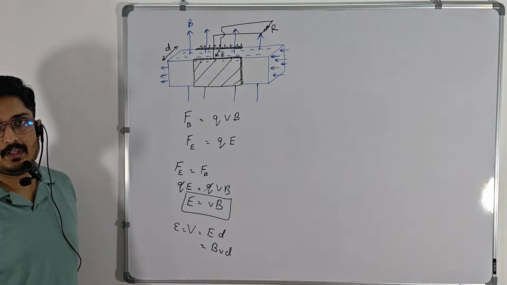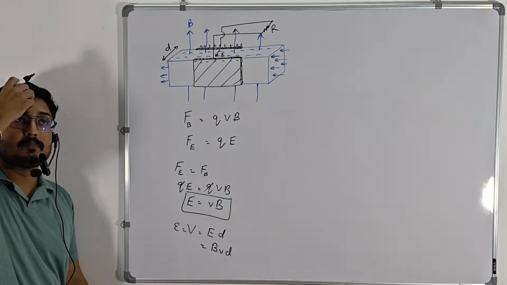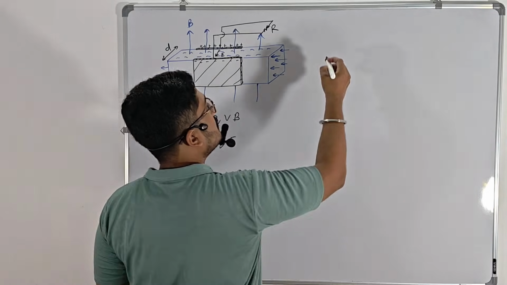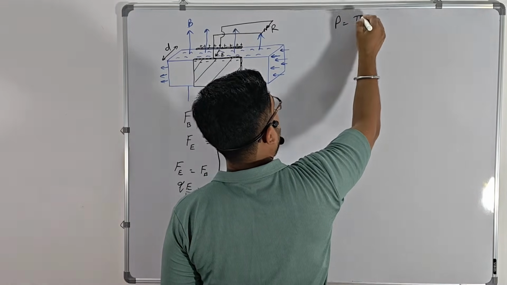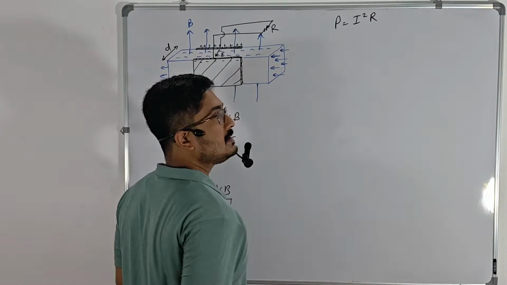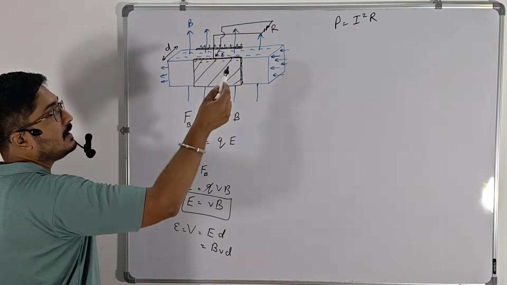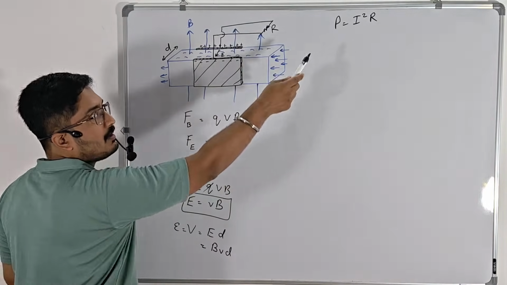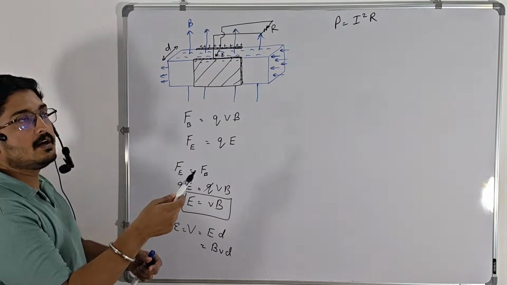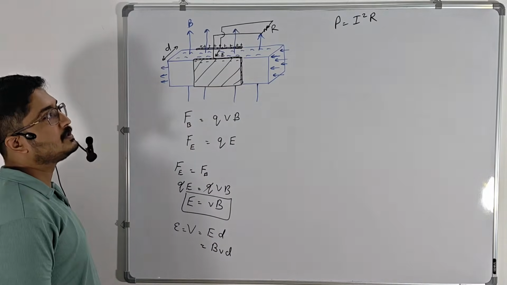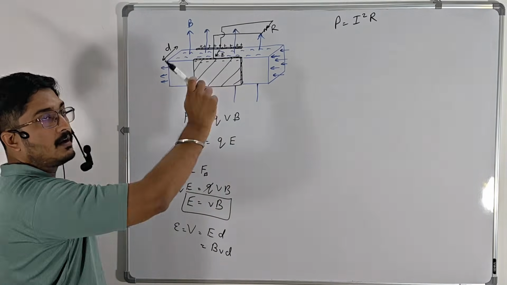Once you get the EMF, now you have to find out the power. Power I can find by using the formula power is equal to I square into R. They are interested in power generated in that external resistance. That's why I'm writing it as the current passing through that into the resistance. So I square into R.